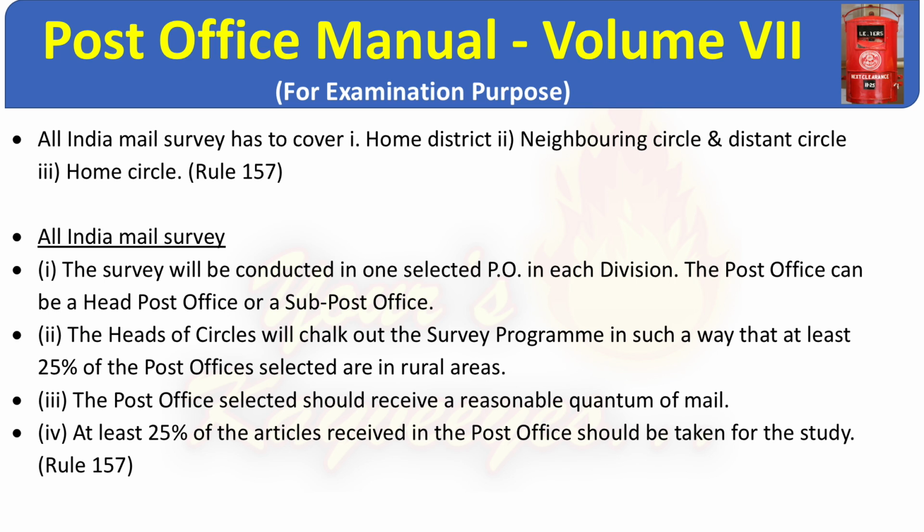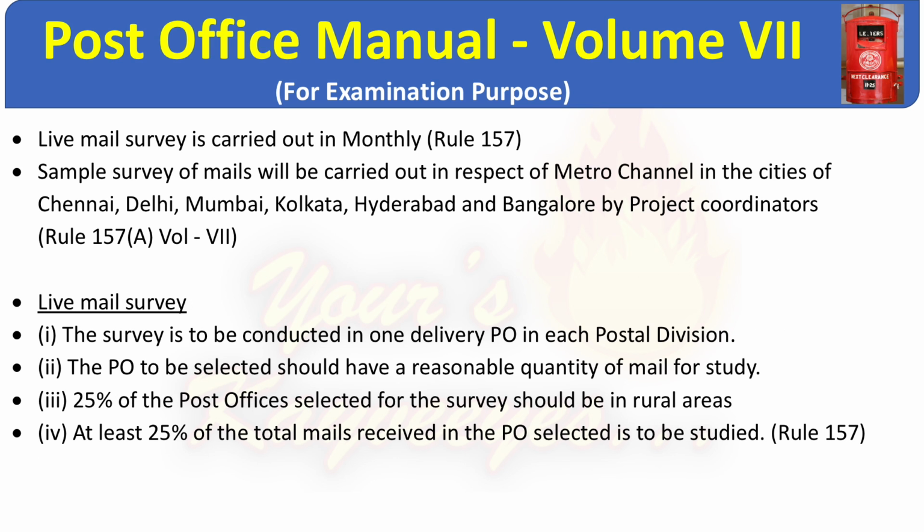The heads of circle will chalk out the survey program in such a way that at least 25% of the post offices selected are in rural areas. The post offices selected should receive a reasonable quantum of mail. At least 25% of the articles received in the post offices should be taken for the study. Rule number 157. Live mail survey is carried out monthly.